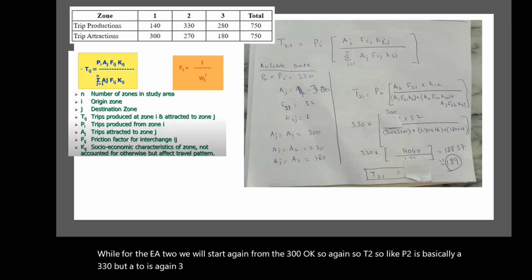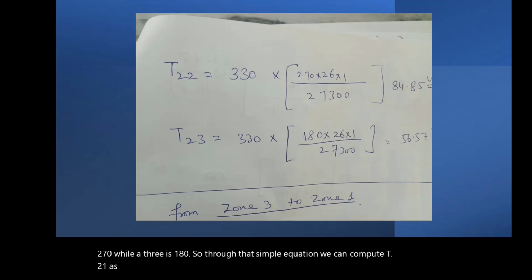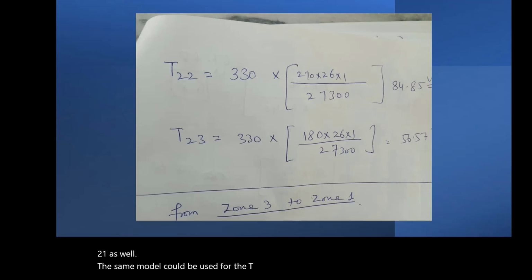Because it's T21. As you can see here, A1 we will call it 300, A2 is 270, while A3 is 180. So through that simple equation, we can compute the T21 as well. The same model could be used for T22 and T23 as well.